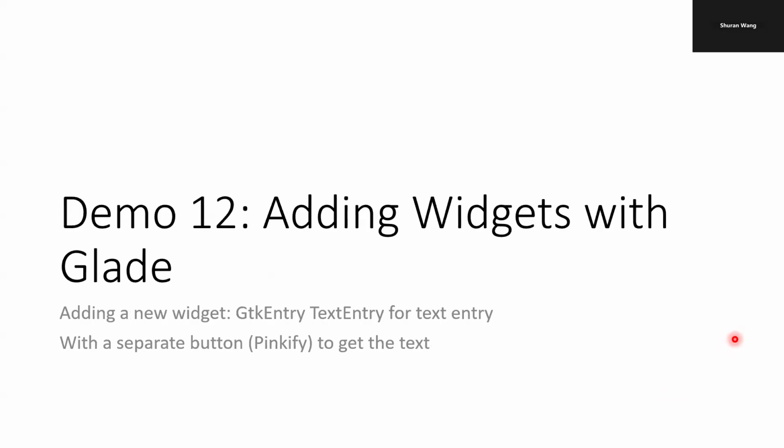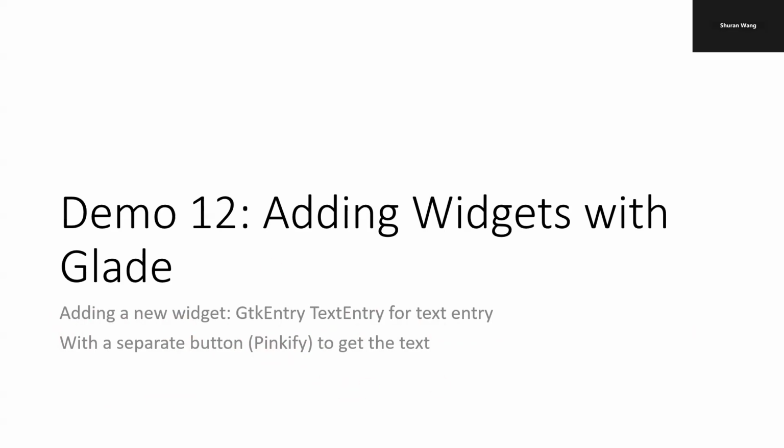For today. And the second demo for today, I'll try to add a widget inside Glade. In the last tutorial, we showed you how to add a button inside your code by adding a button inside the initial setup callback function and specifying the callback function for that. Today, we are going to add a new widget called GTK entry, text entry, for entering text. And this is on your sidebar. And we'll use the Pinkify button to get the text.